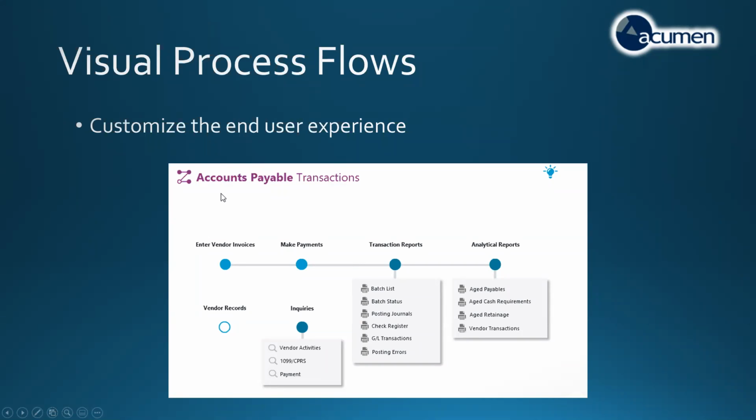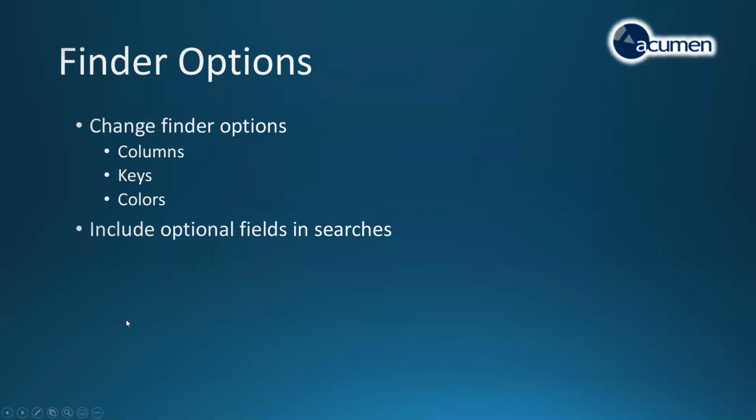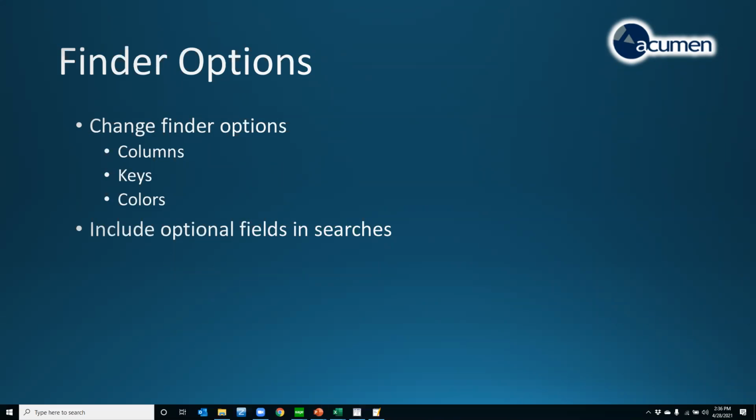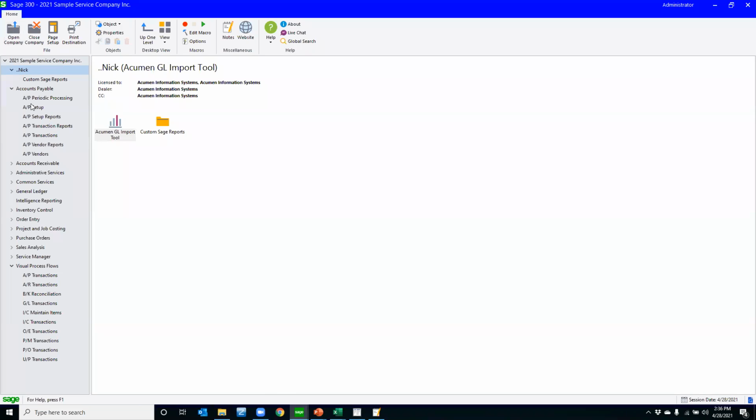Next are my Finder options. So if we take a look at Finder options, a lot of people use the Finder every day. And we talked about launching that with the F5 key, but there's a few different neat things you can do in the Finders. And we've gotten questions saying, I don't see the field that I expect to see or that I want to see in a particular Finder.